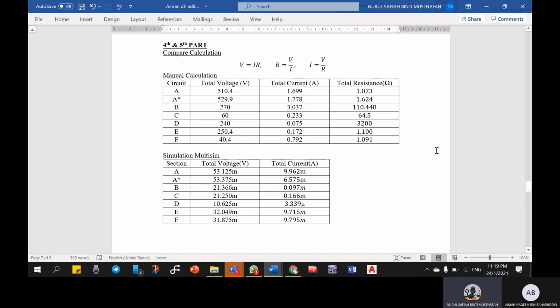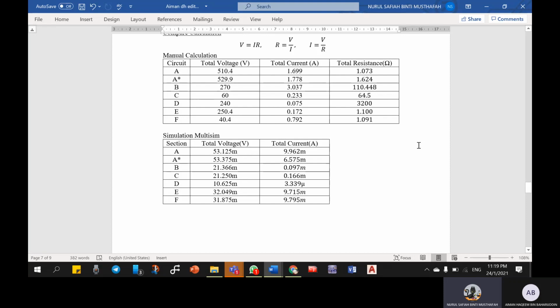Through the manual calculation, the maximum total voltage that we found is in circuit A star, 529.9 volt, and the lowest total voltage is 40.4 volt in circuit F. Using the voltage, we can also find the current and resistance.